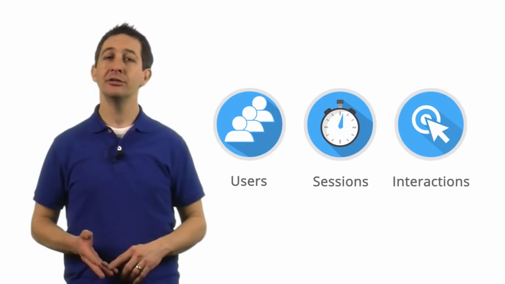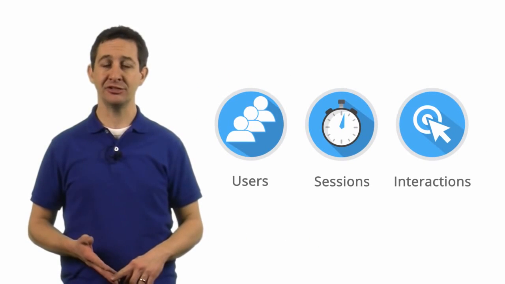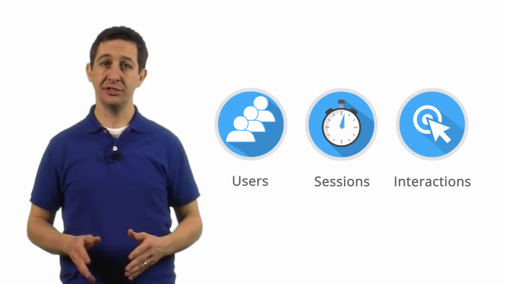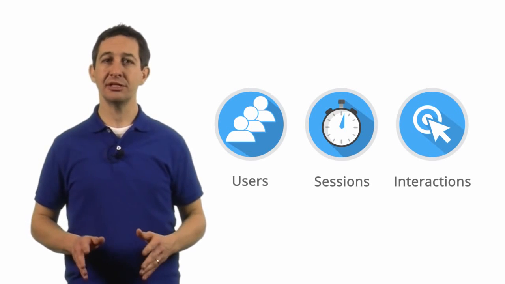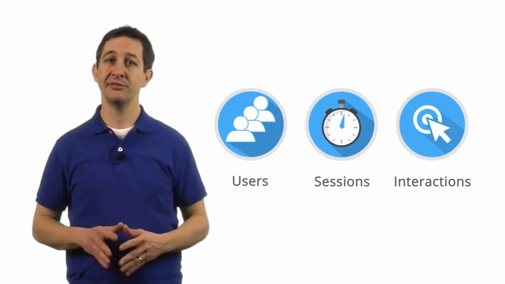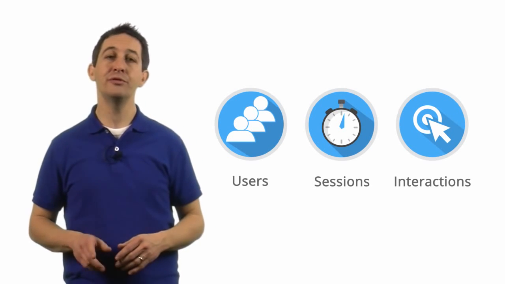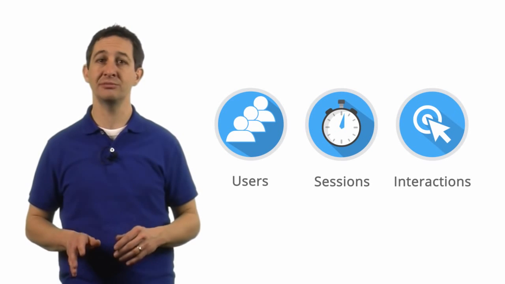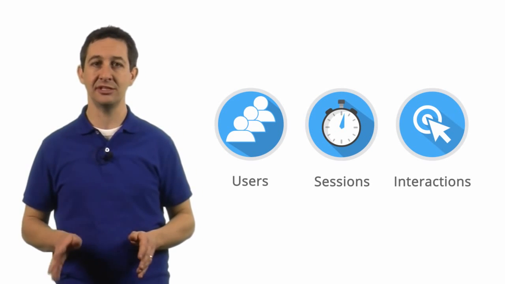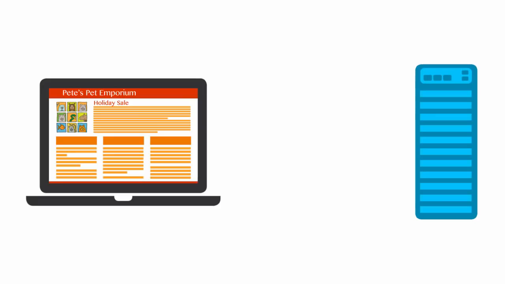Google Analytics uses a data model with three components: users, sessions, and interactions, to organize the data you see in your reports. These three components are derived from the hits that the tracking code sends to Google Analytics. In this lesson, we'll focus on how Google Analytics transforms these hits into users and sessions. First, let's talk about how Google Analytics creates users.